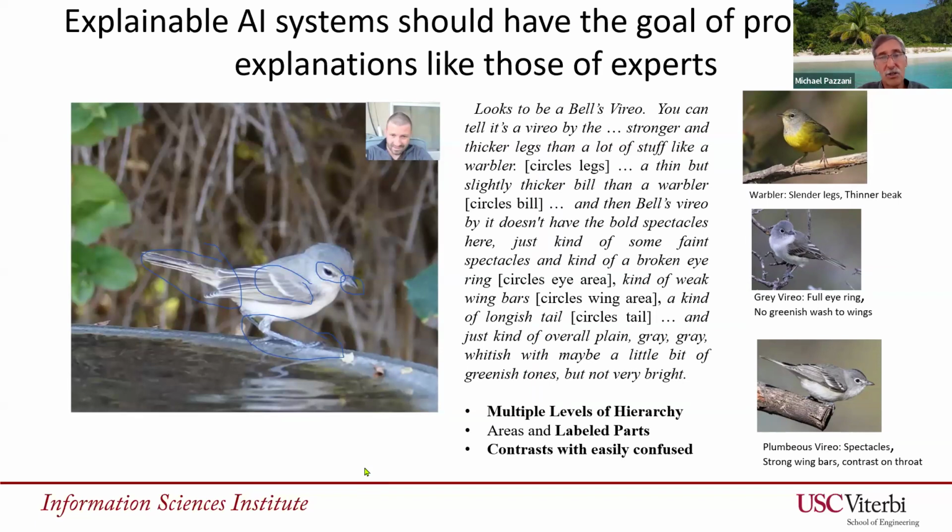Then, no question, he's looking at areas, but how he differs from our explainable AI system is he's labeling the areas, or at least discussing what they are. There's spectacles around the eye, or a wing bar here. And the other thing he's doing is contrasting it with easily confused things. So he doesn't point out, for instance, that it's got a white belly. Lots of birds have white bellies. But that bar on the wing might be a little bit more diagnostic.